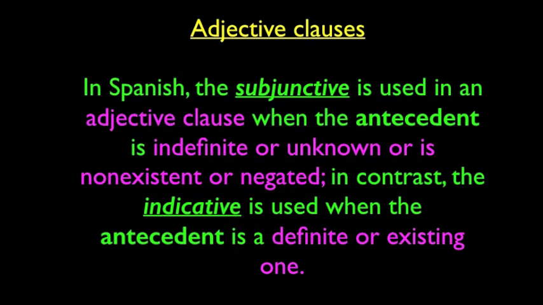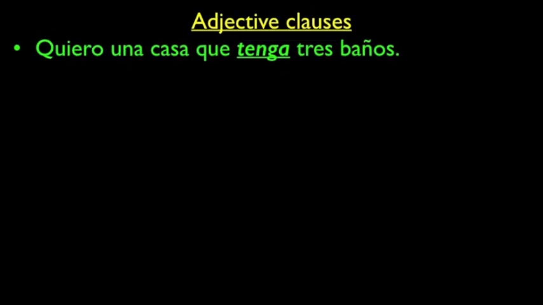So, in Spanish, the subjunctive is used in an adjective clause when the antecedent is indefinite or unknown, or is non-existent or negated. That's negated means it's the negative antecedent. In contrast, the indicative is used when the antecedent is definite or an existing one. For example, here we go. Quiero una casa que tenga 3 baños. I want a house that has 3 bathrooms.